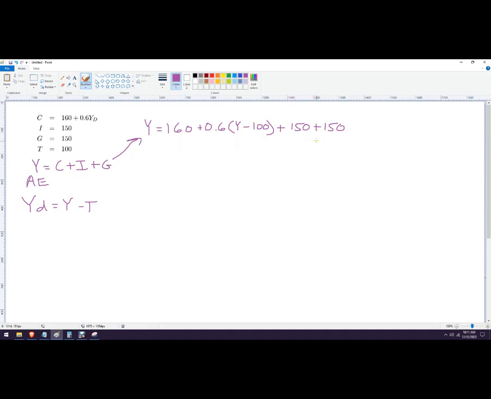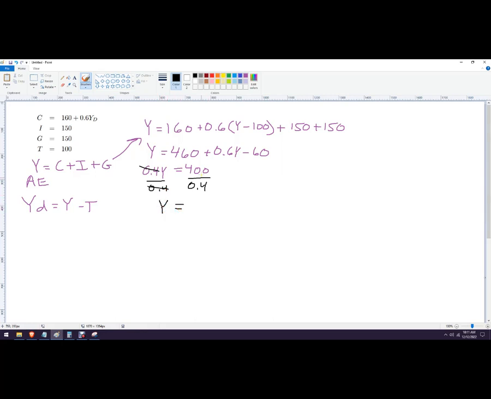Okay, we're going to start combining stuff. So this is 300, this is 160, so let's go Y equals 460 plus 0.6Y, and then minus 0.6 times 100. Okay, so those will combine to 400, and I'm going to subtract 0.6Y from both sides. So I've got 0.4Y. Now I'm going to divide by 0.4 on both sides. So those will go away.